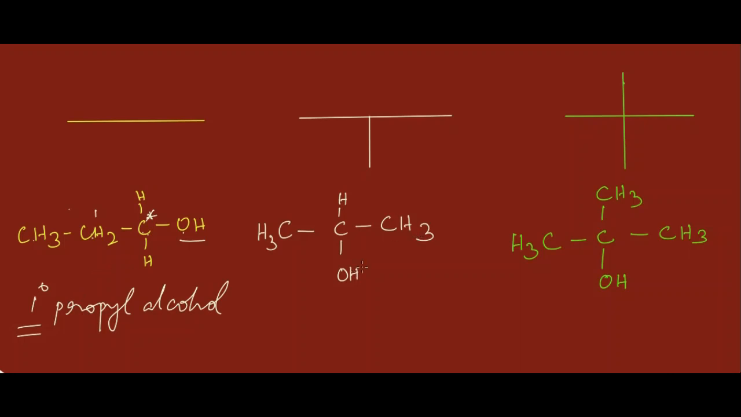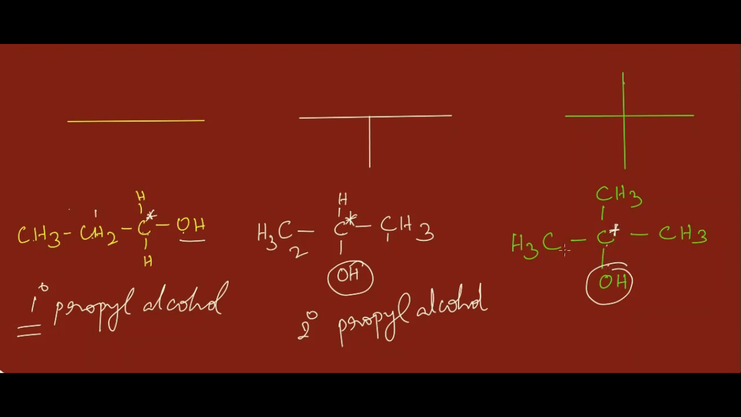Now come to this compound. This is the functional group. The functional group is attached to this carbon. To this carbon, how many carbons are directly attached? 1 and 2. So it is called secondary propyl alcohol. And let's come to the third compound. This is the functional group, attached to this carbon. To this carbon, how many carbons are attached? 1, 2, 3. So 3 carbons are attached. So it is called tertiary, totally 4 carbons, tertiary butyl alcohol.